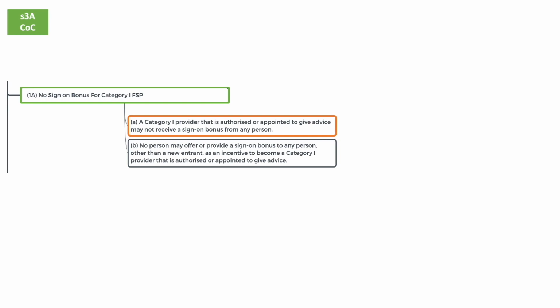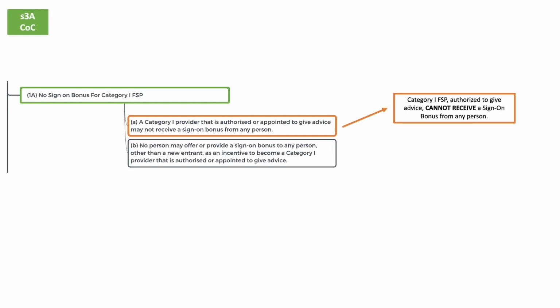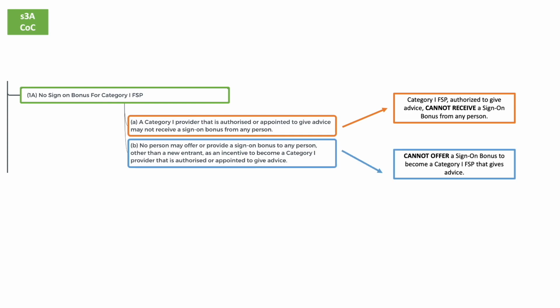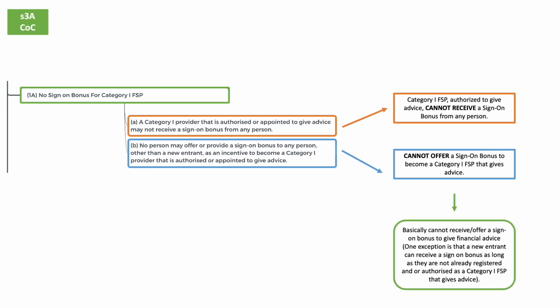Subparagraph A basically states that a Category 1 FSP authorized to give advice cannot receive a sign-on bonus from any person. Subparagraph B basically states that one cannot offer a sign-on bonus to become a Category 1 FSP that gives advice. Basically, one cannot receive and/or offer a sign-on bonus to give financial advice. One exception is that a new entrant can receive a sign-on bonus as long as they are not already registered and/or authorized as a Category 1 FSP that gives advice.